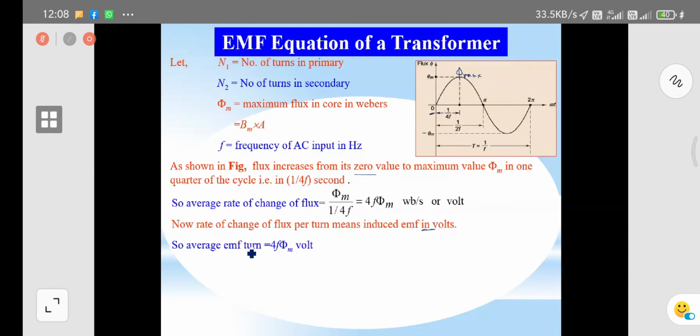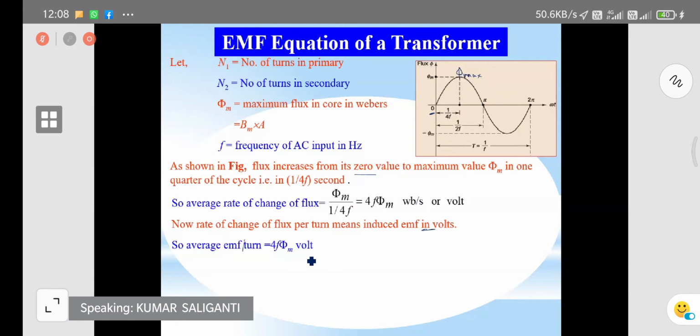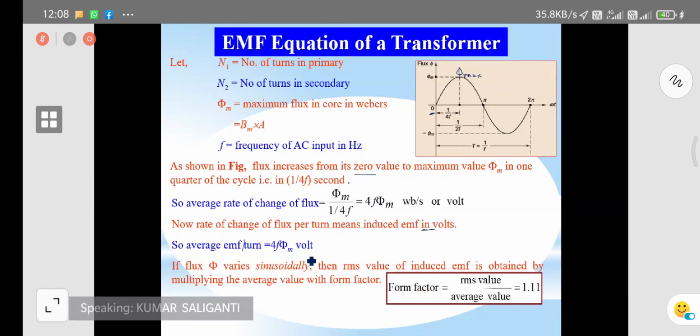So average EMF per turn is 4 into Φm into f, in volts. So here you can see.